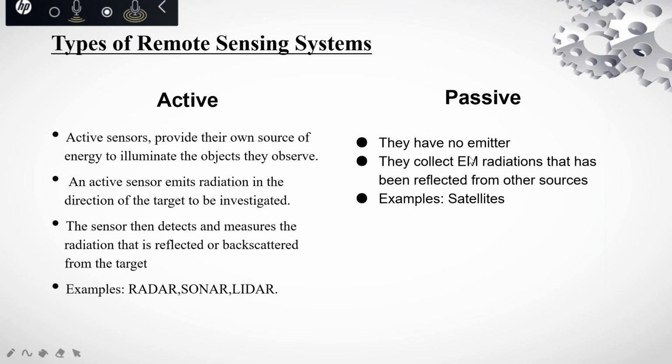And the passive sensors have no emitter. So they collect EM radiation that has been reflected from other sources. For example, satellites use the energy or the light coming from the sun, that is, the solar radiation. It uses that radiation to give us images from space because it doesn't have an emitter of its own. Our eyes are also a type of passive remote sensing system because our eyes don't have light of their own. They take the light from the surroundings, which is reflected by the objects, after which we can see the objects around us.